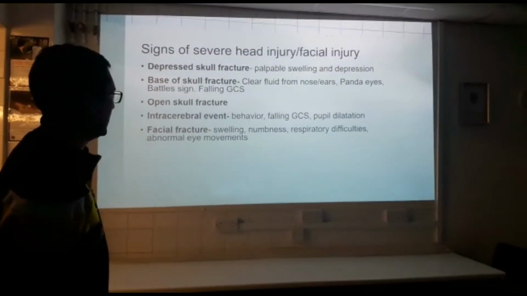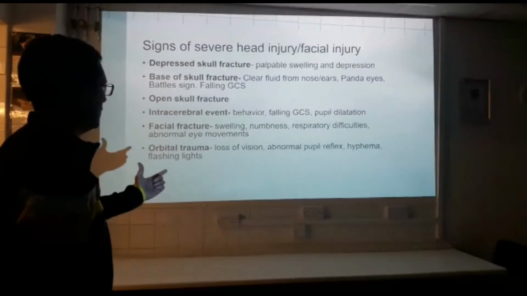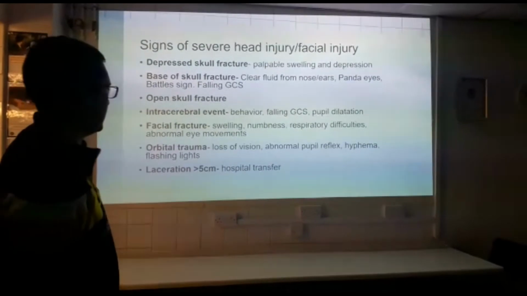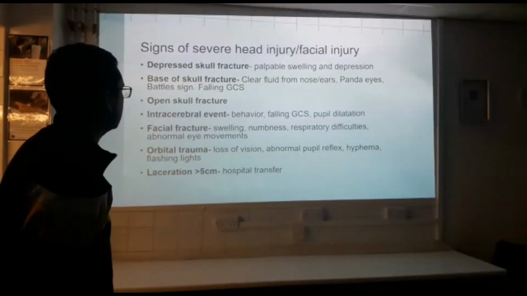Facial fractures with swelling, numbness, respiratory difficulties, abnormal eye movements. And orbital trauma, loss of vision, abnormal reflex, hyphema and flashing lights. Hyphema is a blood level in the eye itself. Laceration more than 5 centimetres, I think needs to go to hospital straight away as well.